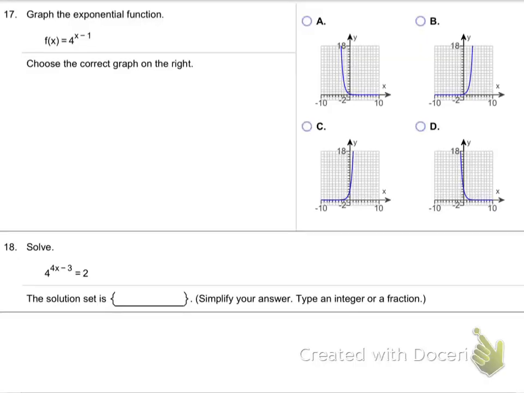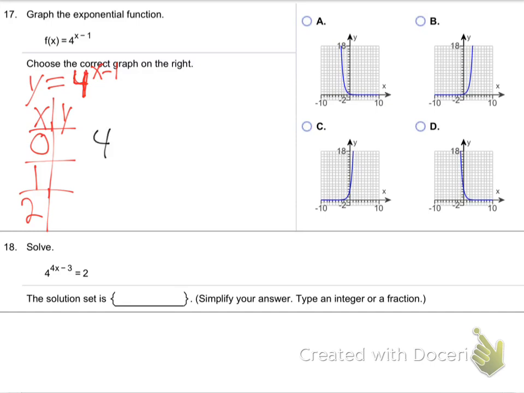Okay, so number 17. We're supposed to graph. This is y equals 4 to the x minus 1 power. So I suggest just make an xy table and just plug in the 3 easiest numbers you know for x. That'd be 0, 1, and 2. And just use your calculator. So we're going to get 4 to the 0 minus 1. Hit the buttons on your calculator.